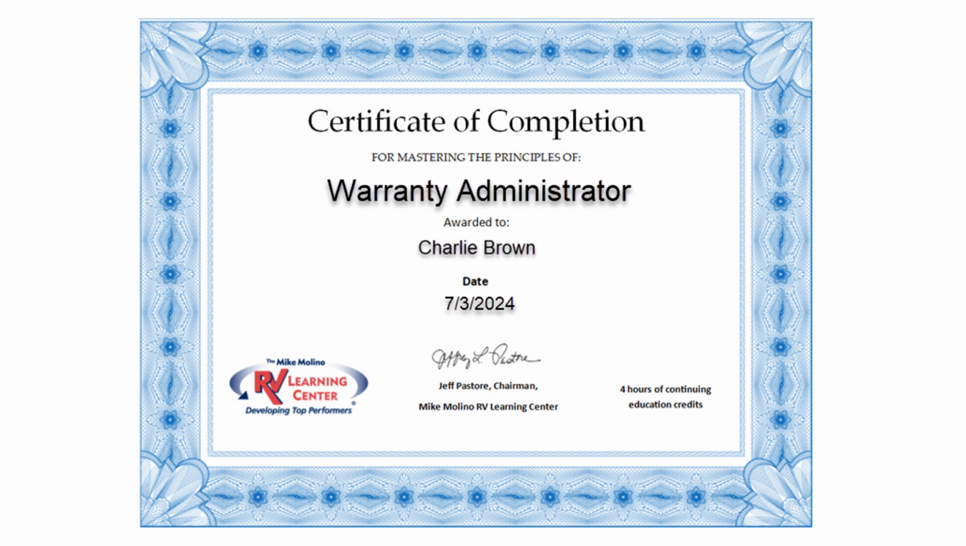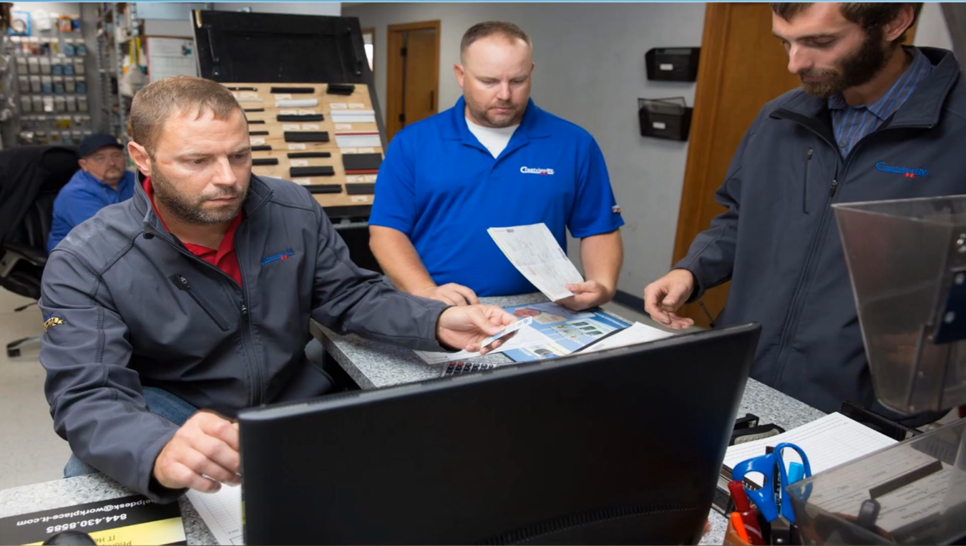If their goal is to earn the designation of Certified Warranty Administrator, they may submit an application with payment and take the certification test. Knowledgeable, trained employees are the cornerstone of every successful business.